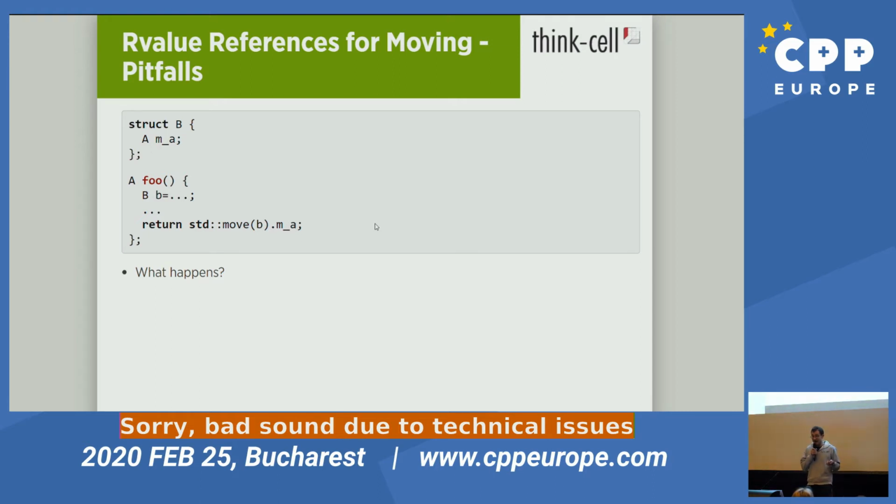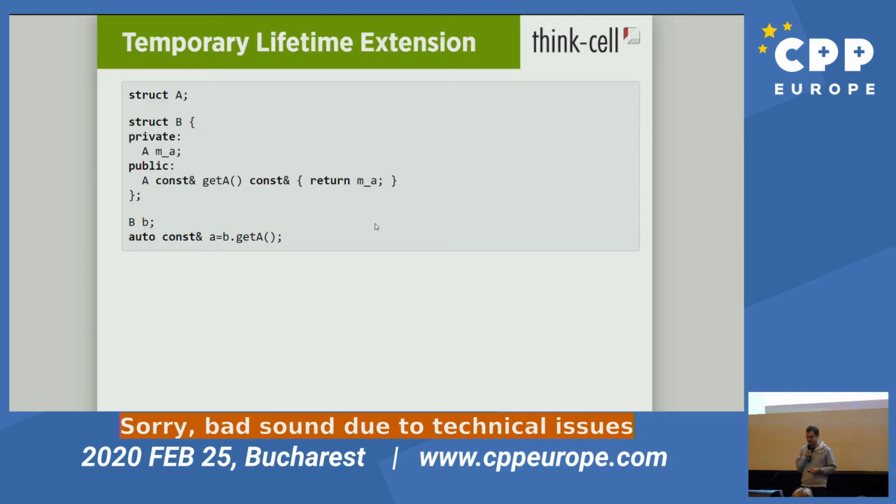And you don't have to write it around the whole expression. You don't have to write the move of b dot ma. It's enough if you move the b, because indeed member access of R values gives R values. That's okay, and they get moved automatically. All right. So I think now we're done with that moving.